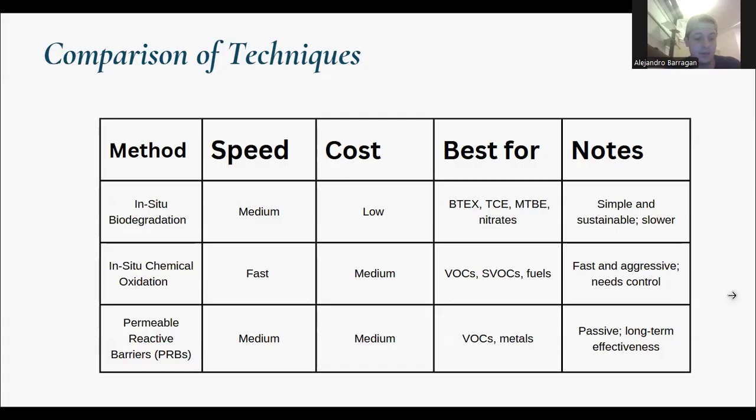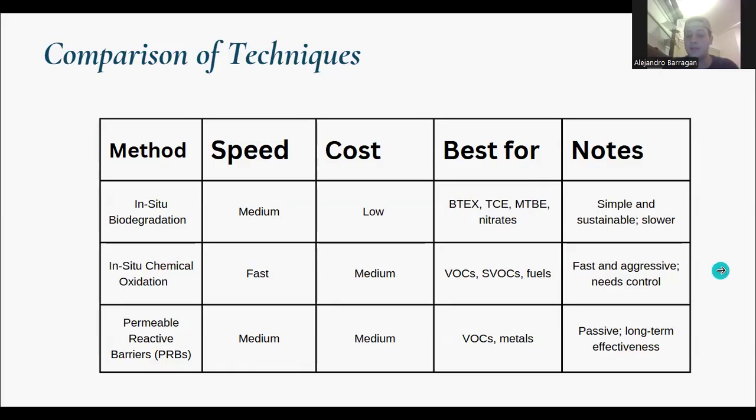And that's the permeable reactive barriers that we saw in the case study. The speed is medium, but it's faster than biodegradation. The cost is also medium, not as much as other techniques. It's also used for VOCs, but also metals. And it's passive, with long-term effectiveness, as my teammate Armando mentioned. In the case study they used this, and it has been over a decade, and it's still functioning perfectly with so little maintenance.